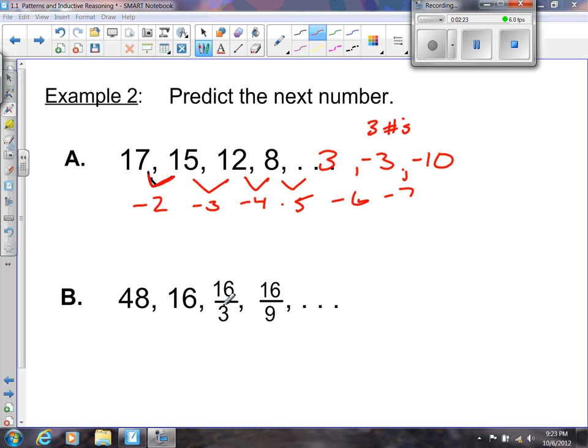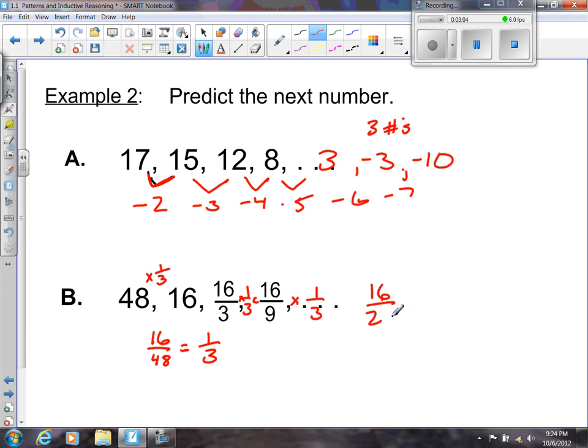Like I was saying, we're not going down by the same amount, so I'm thinking, what am I multiplying by or dividing by? So I can just take 16 and divide it by the previous term. 16 divided by 48 would be 1/3. So that's what I'm multiplying by. I'm multiplying each time by 1/3, and that's a little bit easier to see here. Remember, when you multiply straight across, that's why the denominator went up to 9. So my next term, if I multiply by 1/3, is 16/27.